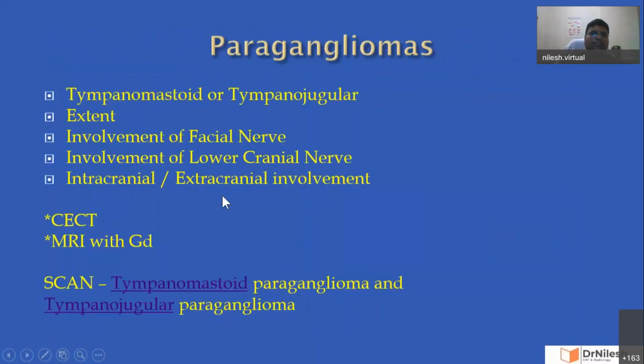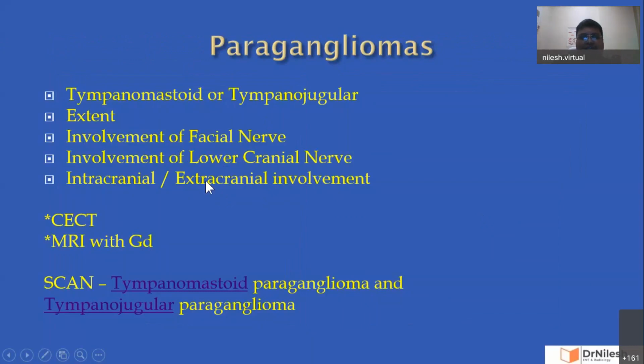So next is paragangliomas. So we all know it is divided into tympanomastoid and tympanojugular paragangliomas. You have to see the extent of the paraganglioma. You have to look for the involvement of the facial nerve. You have to see whether lower cranial nerve involvement is there or not. Then you have to check for intracranial or extracranial involvement whenever you get the paraganglioma scan.